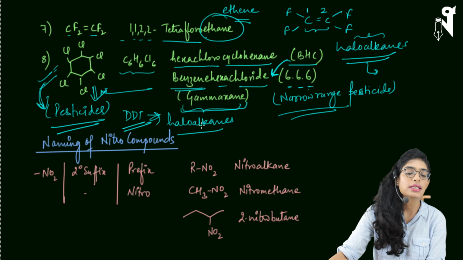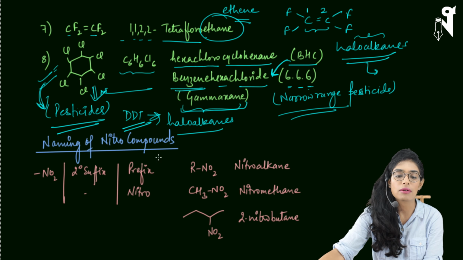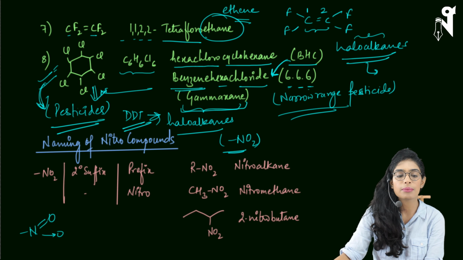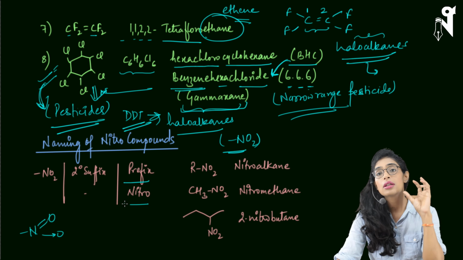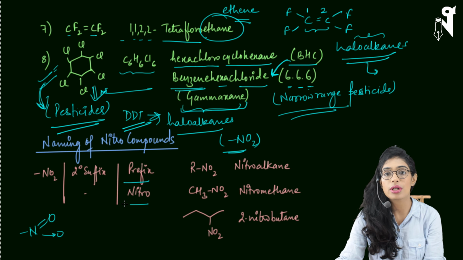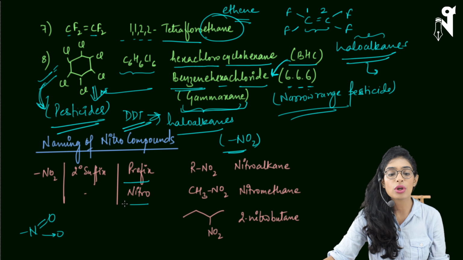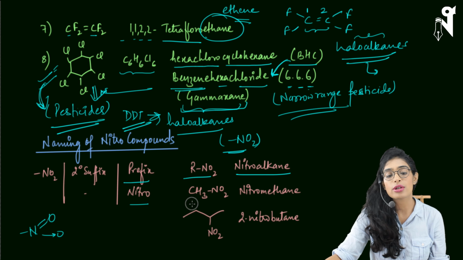Okay, let's talk about the next compound. Next is naming of nitro compounds. What are nitro compounds? NO2 is the nitro group. Okay, and this is the structure. So this is your nitro compound. We have the prefix for it, no suffix. So again, we will be using the term nitro whenever we encounter nitro in prefixes. So there is no suffix at all. So the general formula is RNO2, we will call it nitroalkane, CH3NO2, nitromethane.